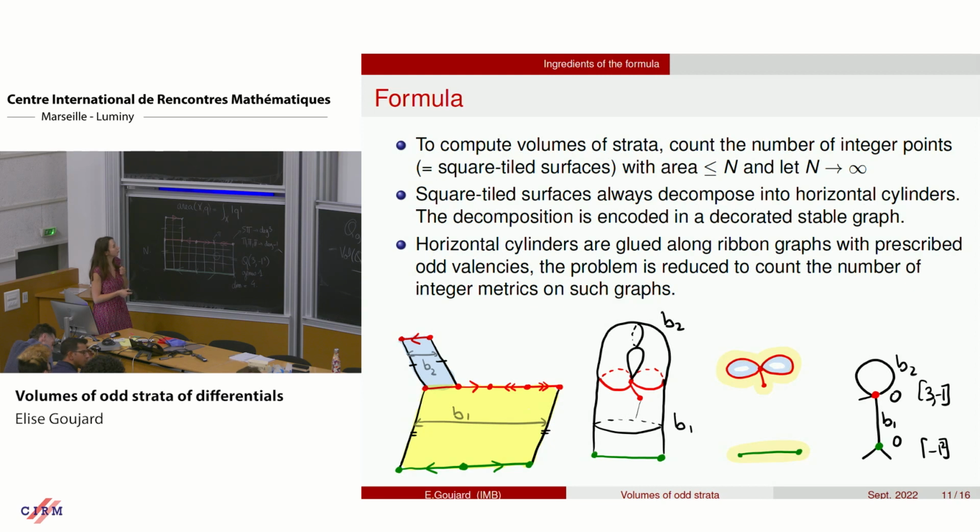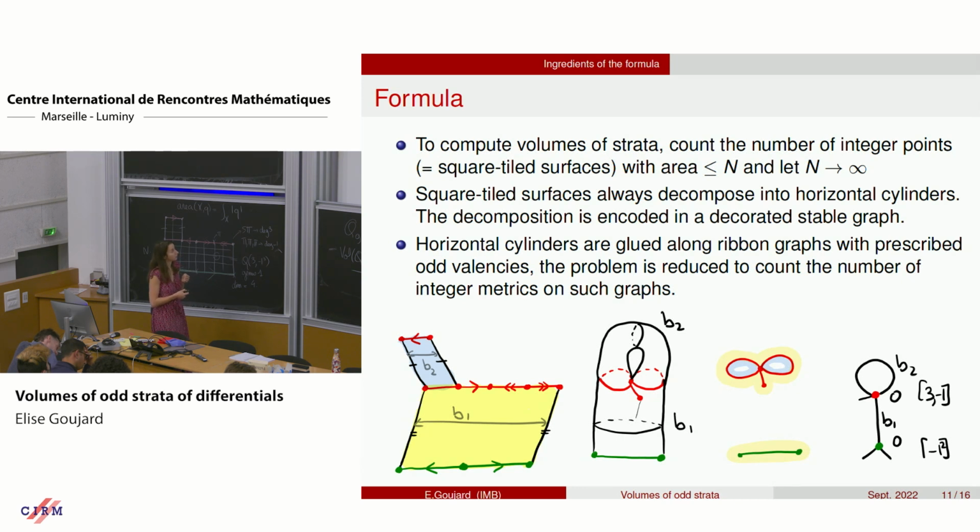Okay. So the thing to notice is that I can encode the decomposition into cylinders into these stable graphs. So one way to do that is just to pinch the waist curves of the cylinders. You get a nodal curve, and this nodal curve corresponds to this stable graph. This is one way to do that. You can also cut along these waist curves and look at the connected components that you get.